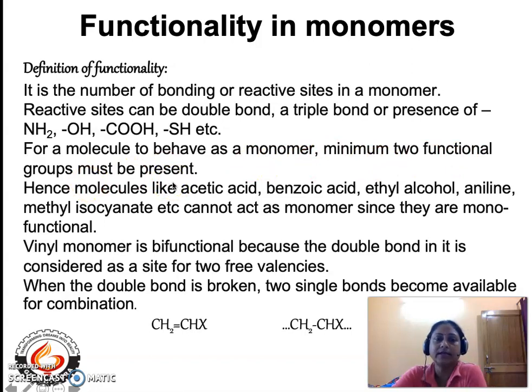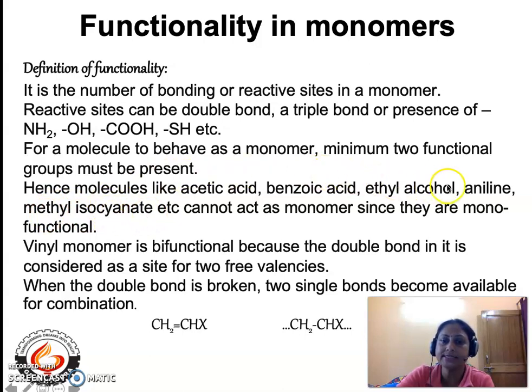Now let us see the illustration of acetic acid. What is the formula of acetic acid? It is CH3COOH. So we have only one functional group, that is COOH. In benzoic acid, again there is only one functional group, that is COOH. In ethyl alcohol, C2H5OH, we have one functional group, that is OH. In aniline, again we have one functional group. Methyl isocyanate also has only one functional group.